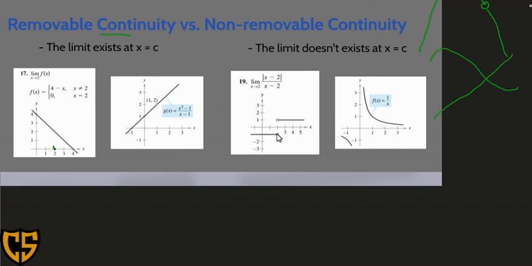Non-removable is when you have certain values, for example, two values of x, one up here and one down here. How does this happen? Because you have an absolute value. So whether x is positive or negative, you have values. For positive values of x, you have this graph. For negative values of x, you have this graph. So there are two values for a certain value of x. So that's it for removable discontinuity.